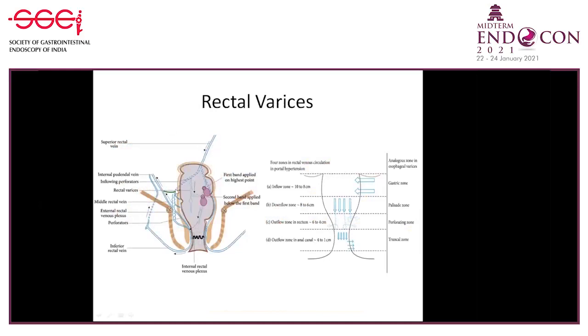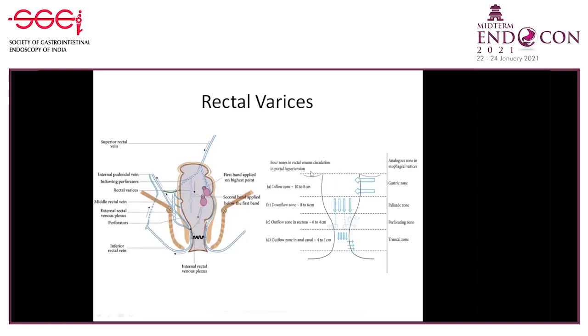Here, the superior rectal vein is coming down, joining the inferior and middle rectal veins. This is coming from the portal circulation, this is from the caval circulation, and here the varices are formed. What's important here is that it's the reverse of the esophagus. Up, down and down, up is reversed here. So the first band is applied above and the second band below.